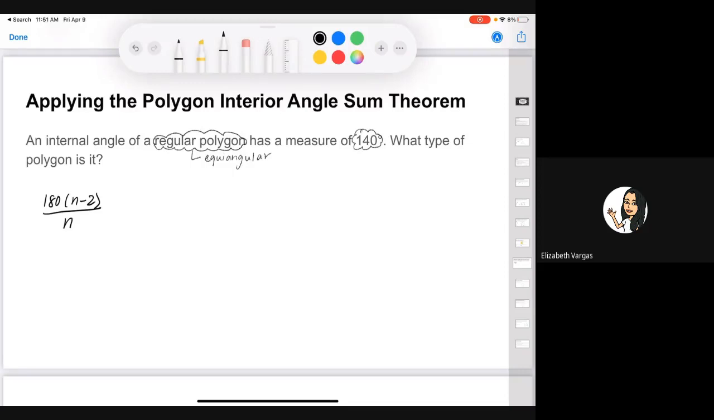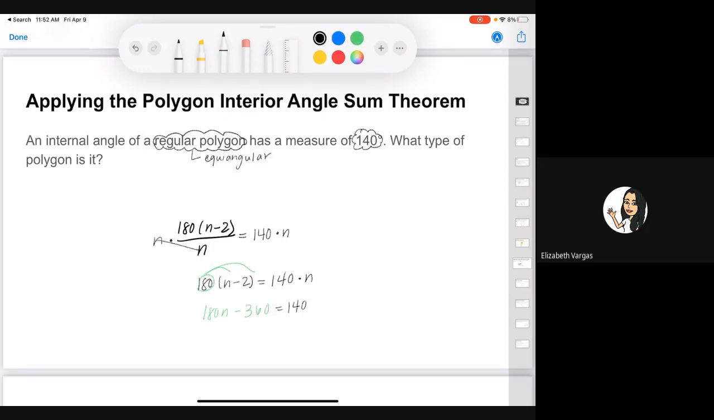So basically, this equation is equal to 140. And so now I'm going to solve for n. 180 minus n. Okay? And I'm just simplifying to solve for n. Let me distribute this. I'm just trying to solve for n, find out what n is, the number of sides.